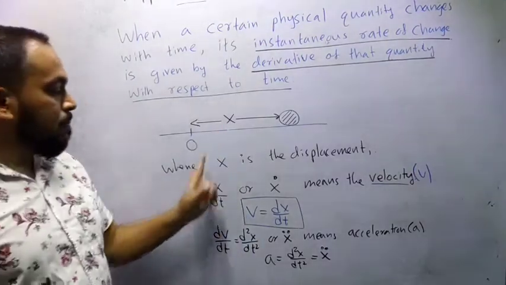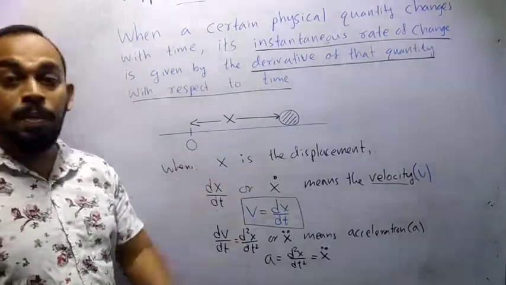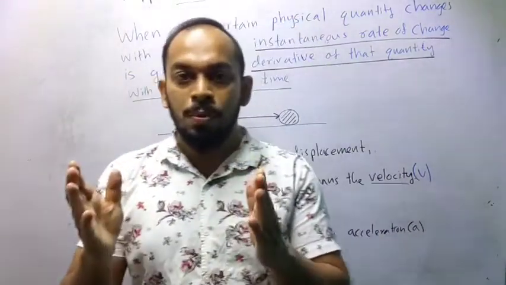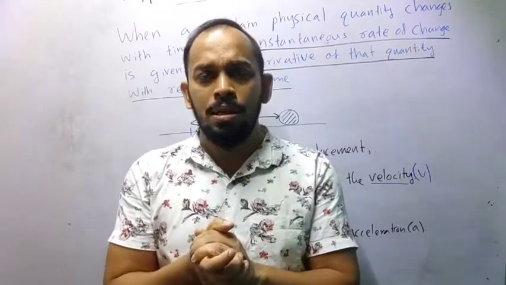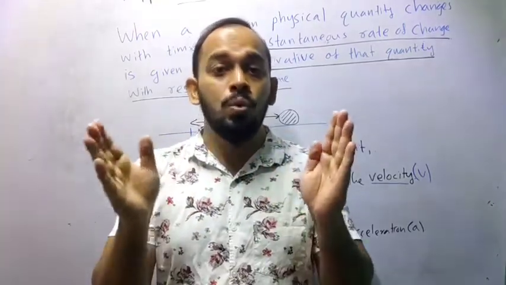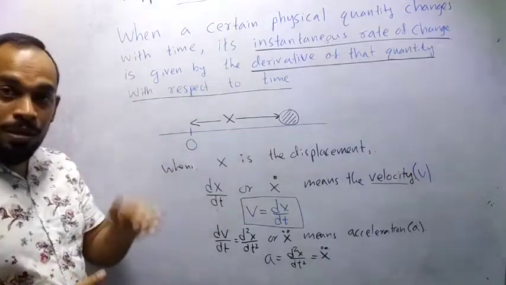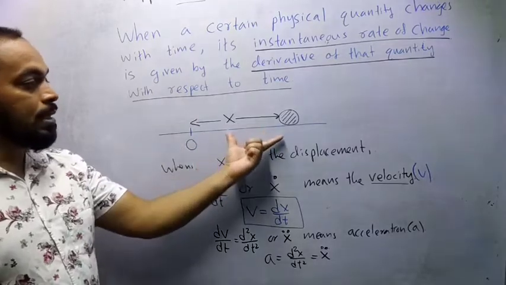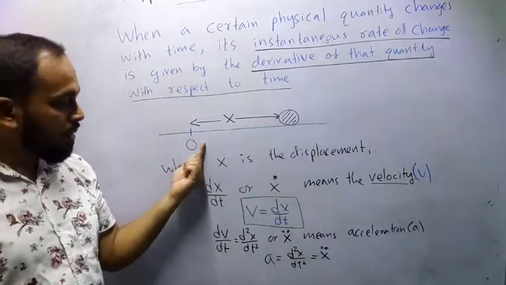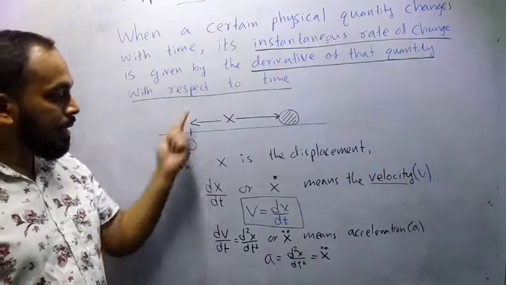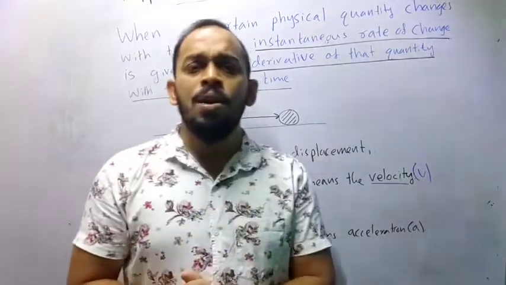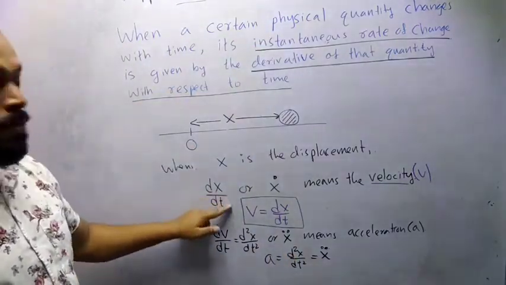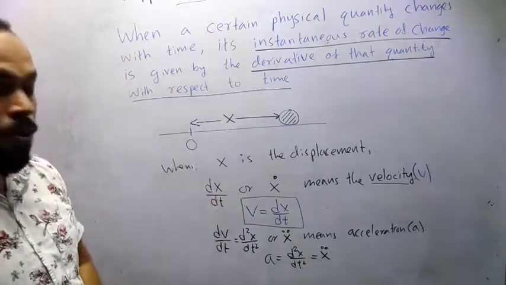So when x is the displacement, you know that we measure a displacement with respect to a reference point. Displacement is the shortest distance between 2 points, so displacement is a vector, as you know from physics. If O is the reference point and x tells you the displacement of this particle with respect to O, then x is the physical quantity as mentioned here. Then dx by dt means the derivative.